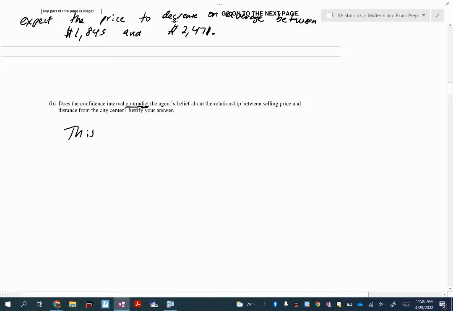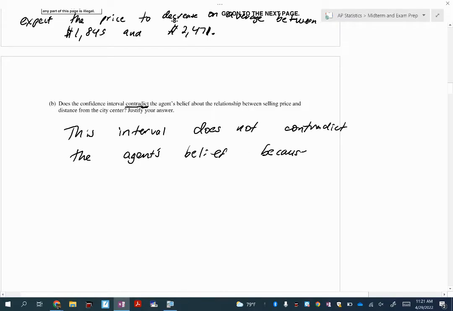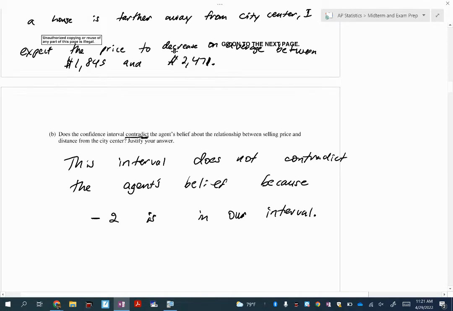So don't forget to put context here. Don't just say no. This interval does not contradict the agent's belief because negative 2 is in our interval. All right, so that's it for question number 2.